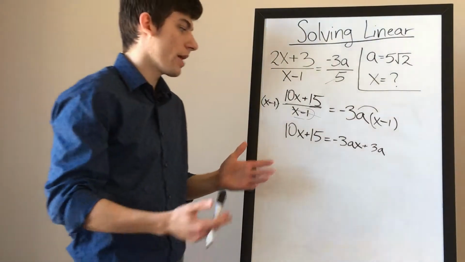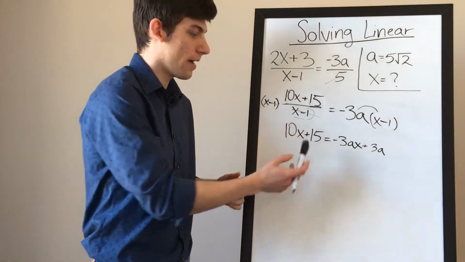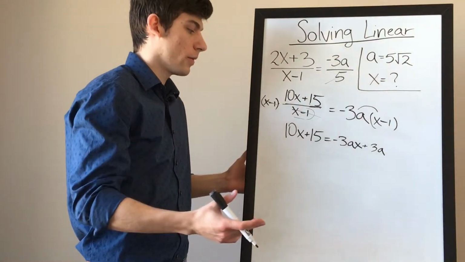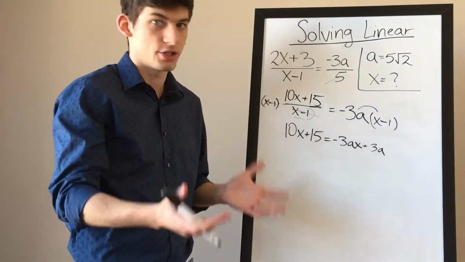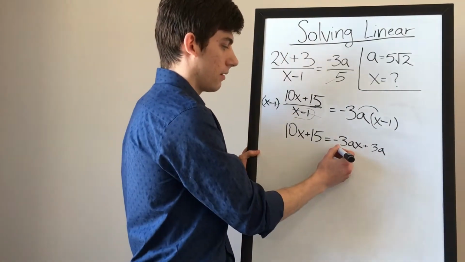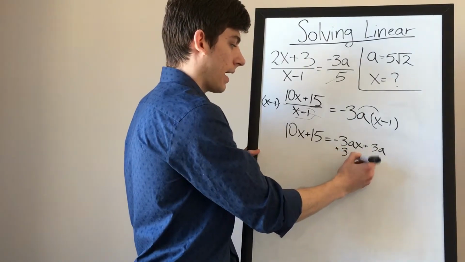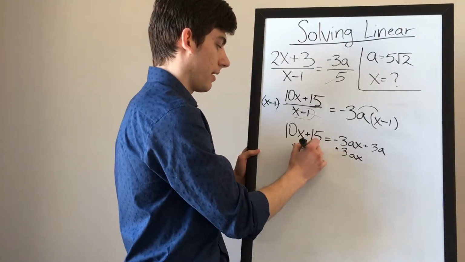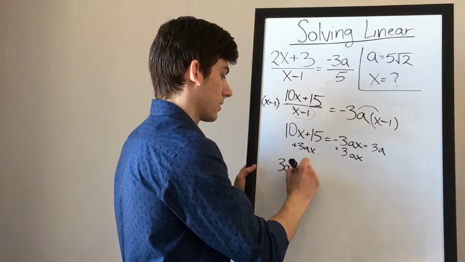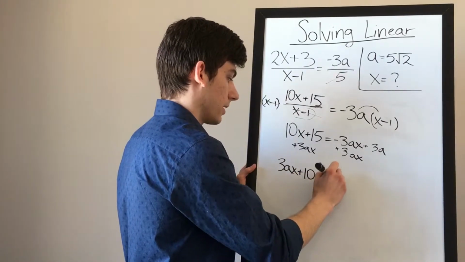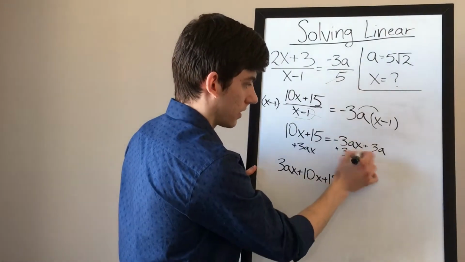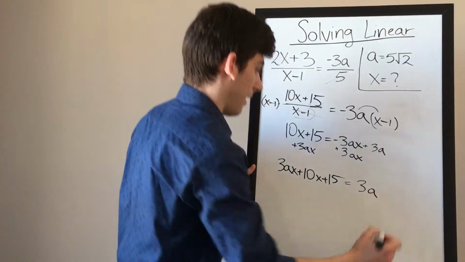Not bad. So now we're here. What's our issue now? Well, we have a few of them, and one of them is that we have x, our variable that we're looking for, on both sides of the equal sign. How can we deal with that? Well, let's just get it on one side. So let's add 3ax on both sides of the equation. What would that give us? That would give us 3ax plus 10x plus 15 on this side, is equal to, this goes away, so just 3a.